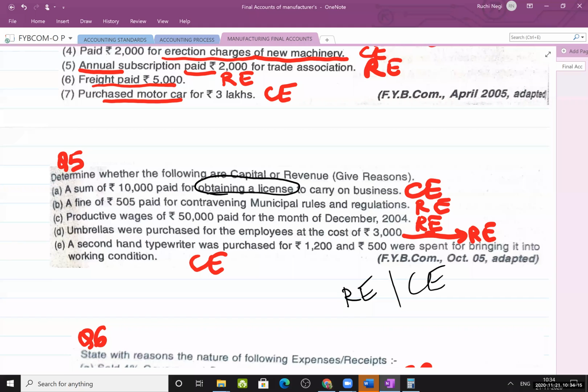But अगर same sum में होता pay 10,000 for renewal of license to carry on a business, then this would have been a revenue expenditure. Okay, am I clear? Is this clear? समझ में आया? Why this transaction is not a revenue expenditure and it's a capital expenditure? Okay, yeah, great. Next, a fine of rupees 505 paid for contravening municipal rules and regulations. Revenue expenditure, municipality, yeah.